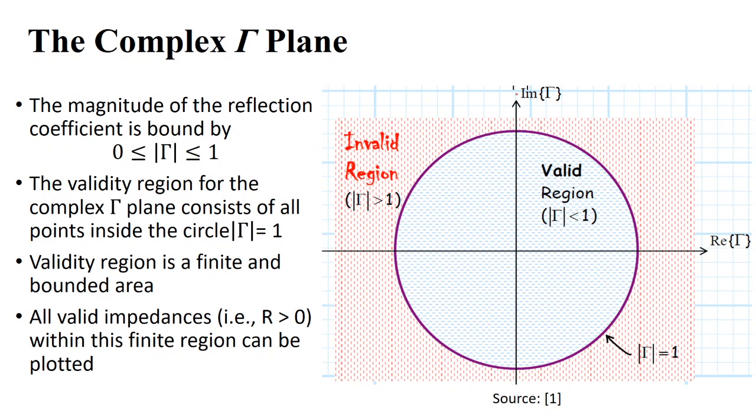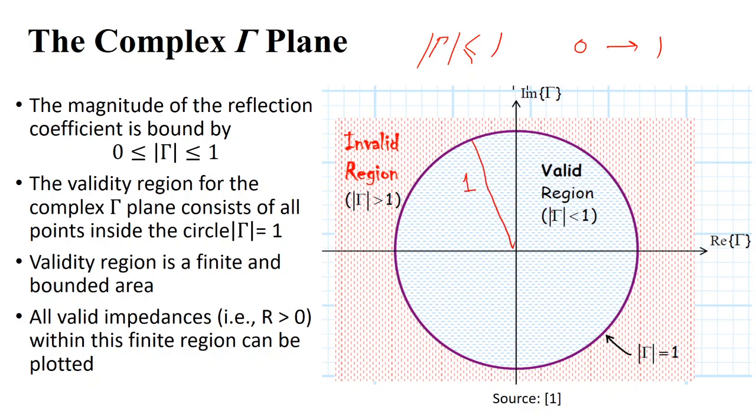Now in this case also we know that the magnitude of the reflection coefficient is less than or equal to 1. So it means this value will lie from 0 to 1. So if you have the constant magnitude, the real values of the reflection coefficient, that is the practical values, will lie within this circle, and this radius is 1.